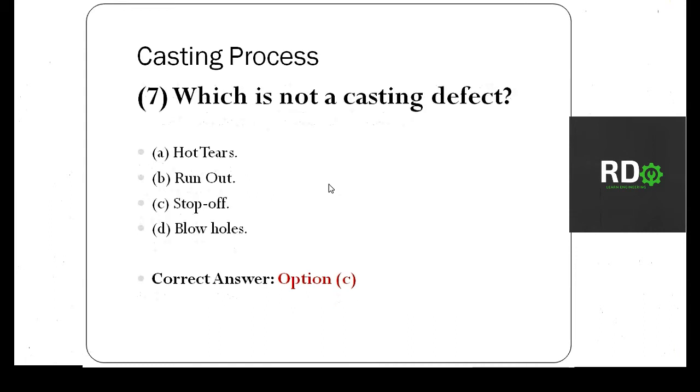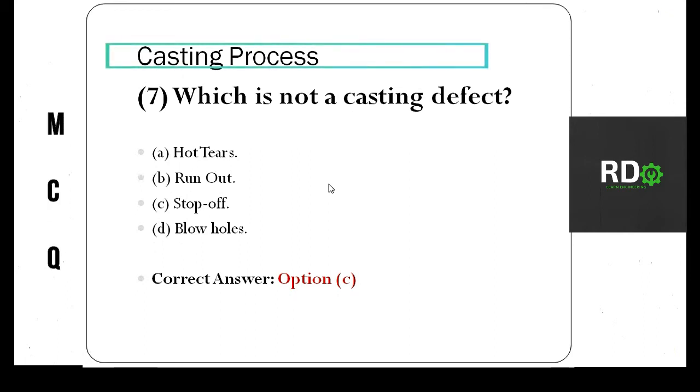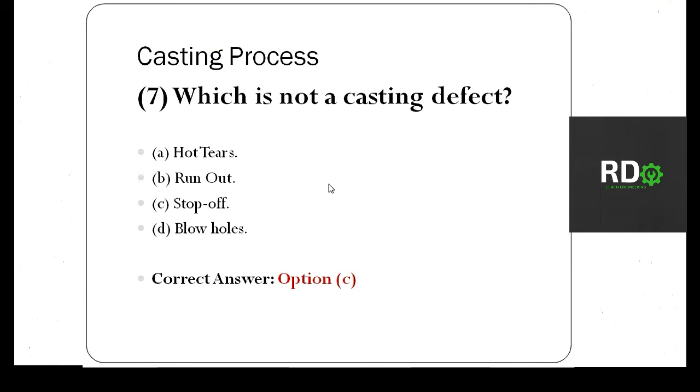Seven, which is not a casting defect. It's very spot on, you can say it is option C, because the rest, hot tears, run out and blowholes, are casting defects. So which is not a casting defect? It is the option C, stop off.